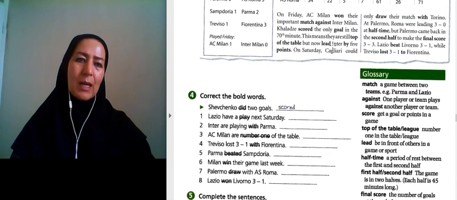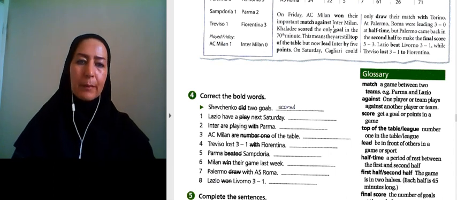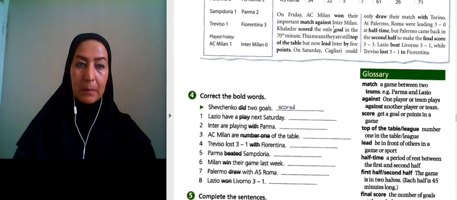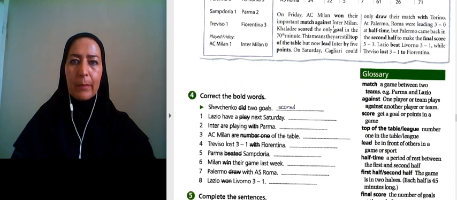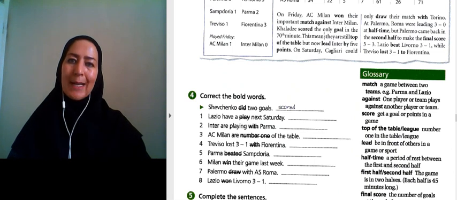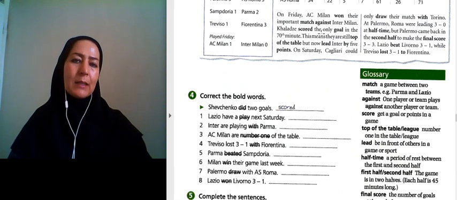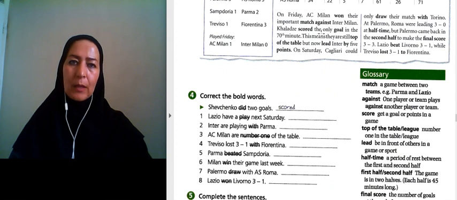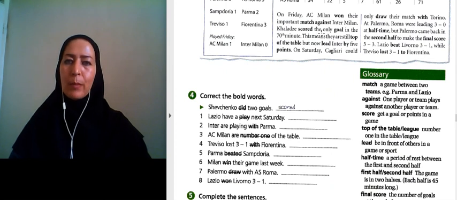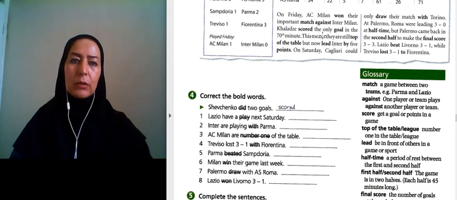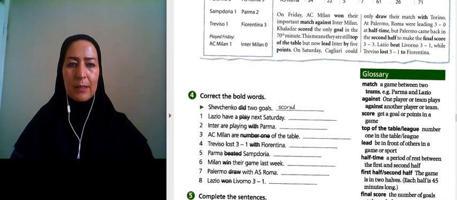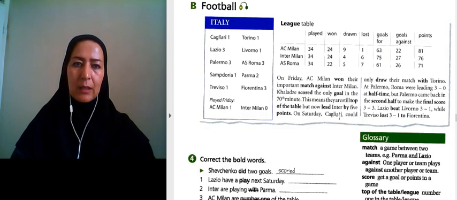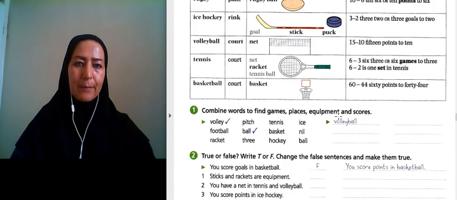So as you saw here, all of the verbs were in the past tense, if you could pay attention. Why? Because all the games have been played before, and this text is talking about the games that have been played. And now they're going to talk about just the scores, the goals, and the other things that happened during the play.